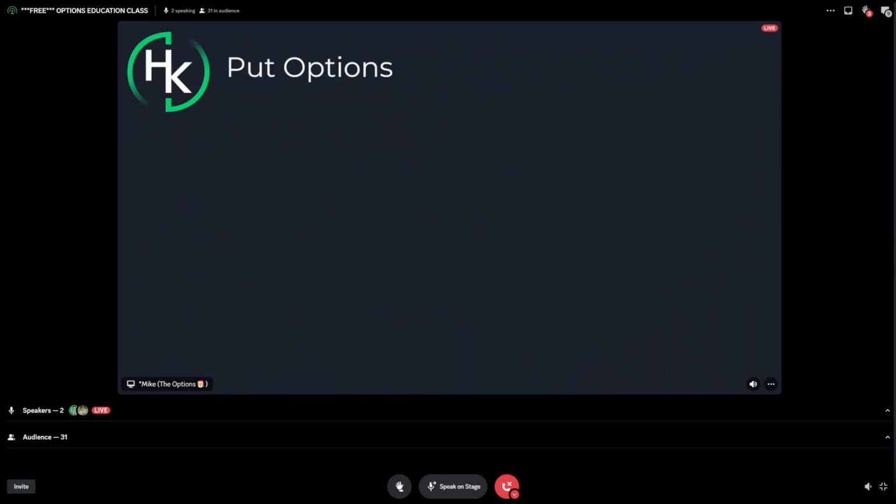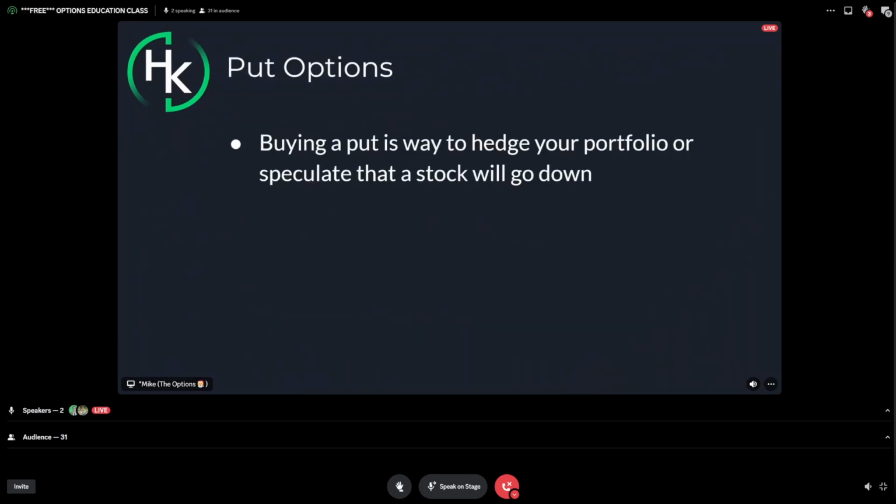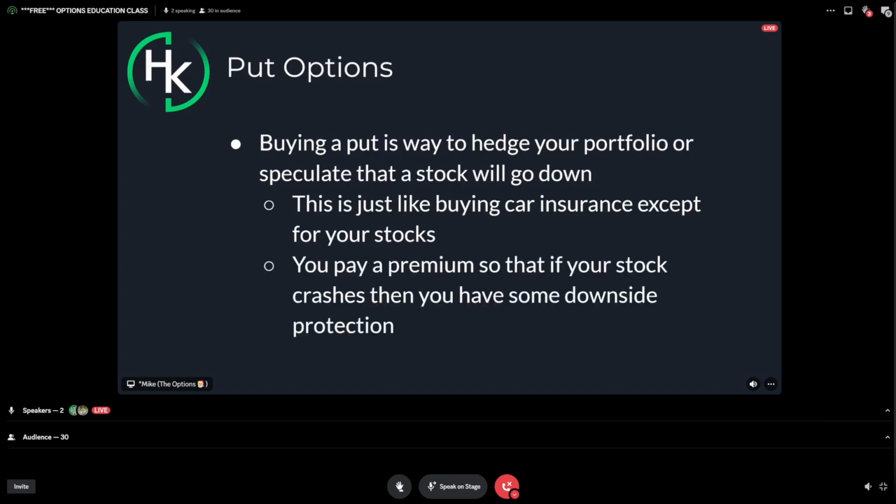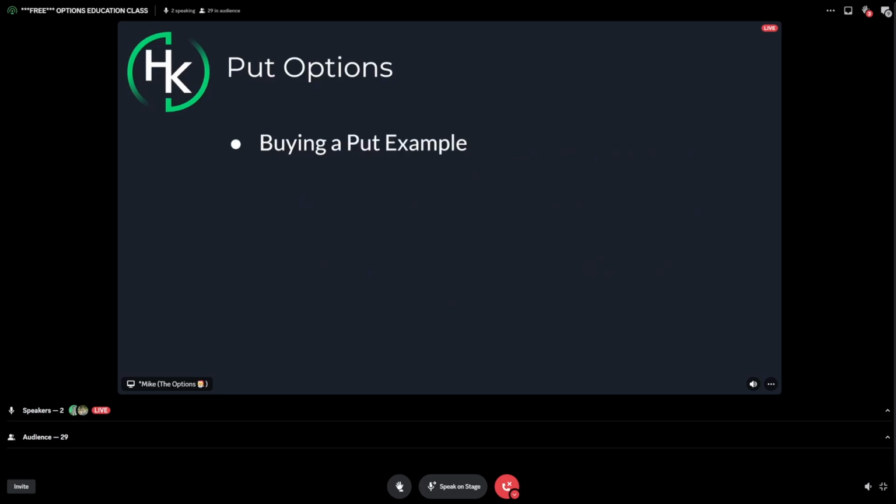So now let's talk about put options. Buying a put is a way to hedge your portfolio or to speculate that a stock will move down. It's just like buying car insurance, except for your stocks. So you're basically buying stock insurance as a put buyer. You pay a premium to the seller, the insurance company, so that if your stock crashes, you have some downside protection. That's pretty much how car insurance companies work, except we're talking about stocks.